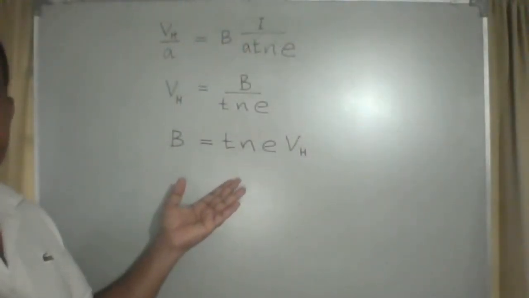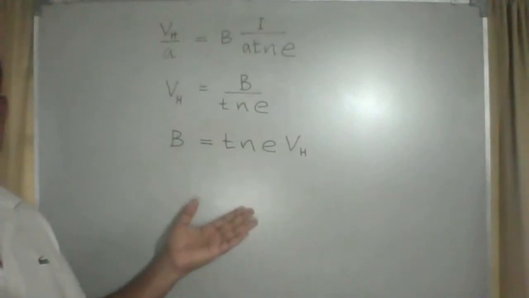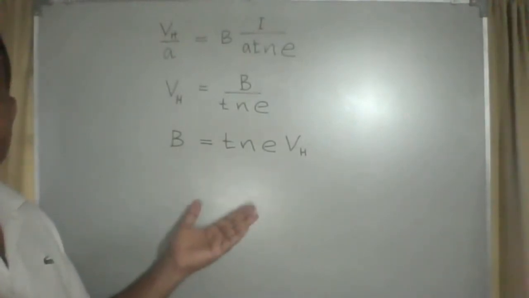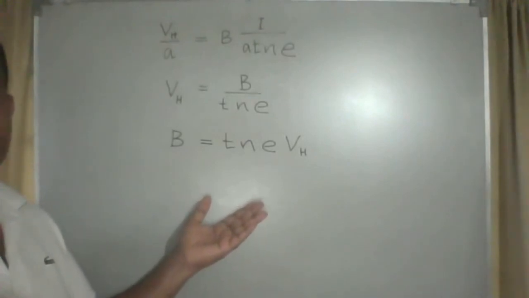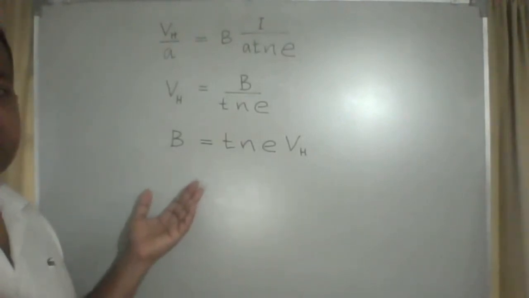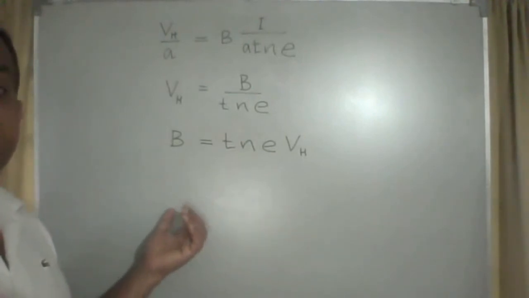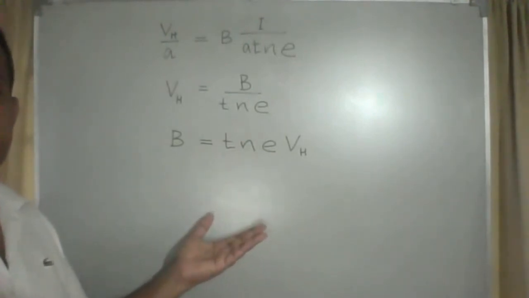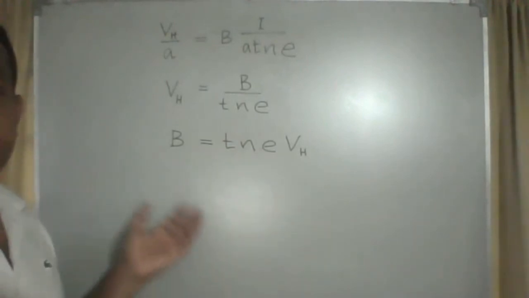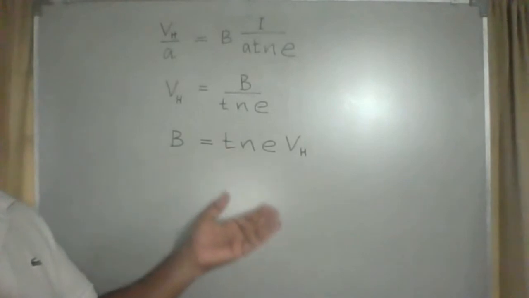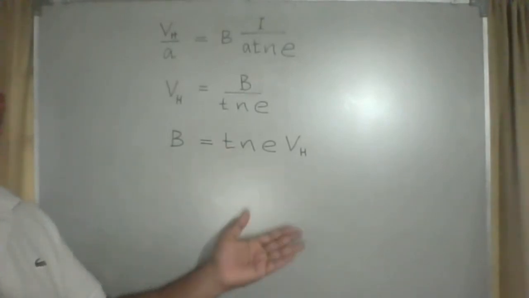Since T is a constant for a given setup and can be measured, n is a constant for a given material and can be found out as data, e is a constant, and VH is a measurable quantity. This relationship is the principle behind the sensors used to measure magnetic flux density.